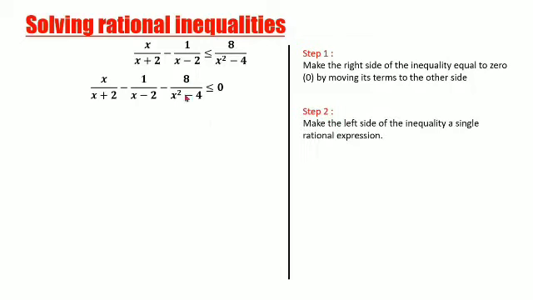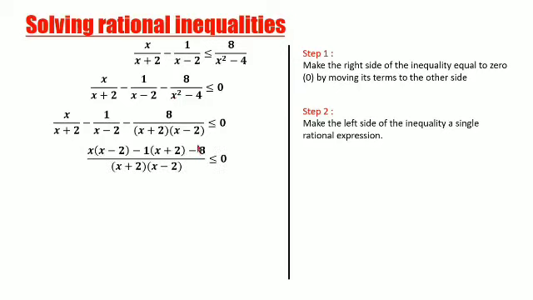Next step is to make the left side of the inequality a single rational expression. So as you can see, you can break down this denominator of 8 here. Let's have x plus 2 times x minus 2, just like this one. Next, to simplify this, we have their LCD, which is x plus 2 times x minus 2. If we divide this LCD by this denominator here, we can see that x plus 2 will be eliminated, and then the remaining will become x minus 2 times the numerator.